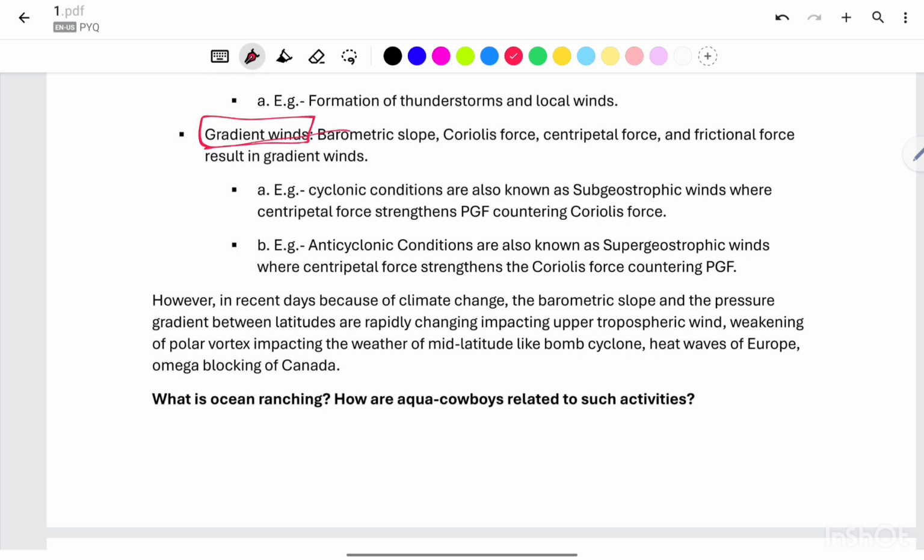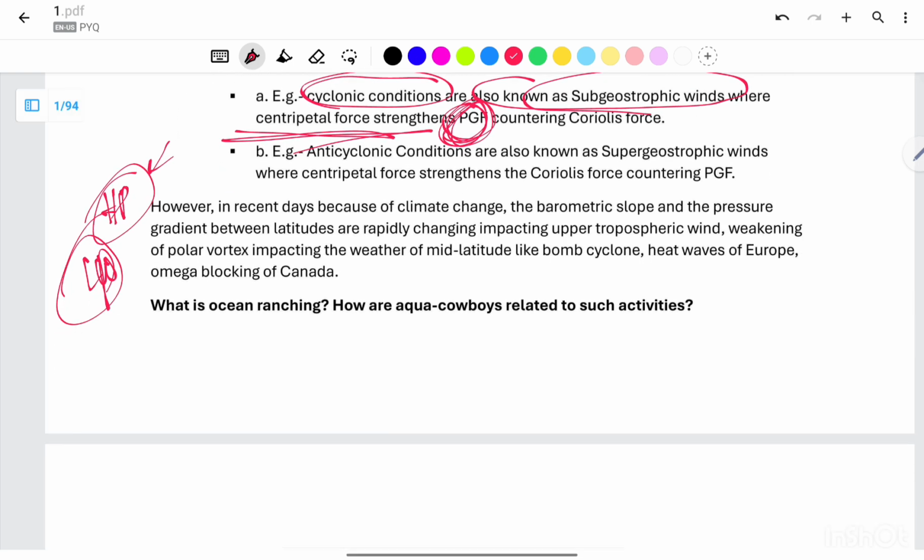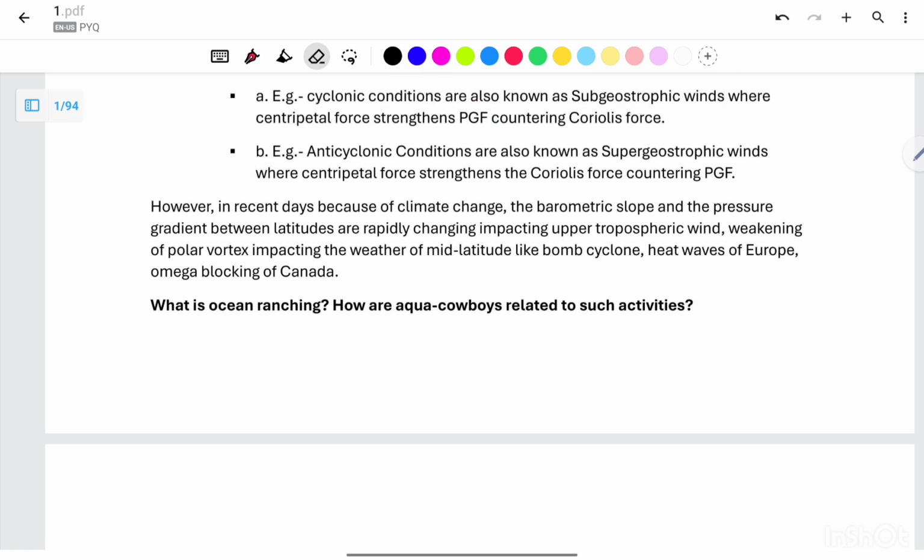Now we go for another concept called gradient winds, right? We have the barometric slope, and also the Coriolis force and pressure gradient, centripetal force, frictional force; they all result in the gradient winds. Cyclonic conditions are called subgeostrophic winds, where the centripetal force is strong. It strengthens the pressure gradient force, from high pressure to low pressure, and it also counters the Coriolis force.